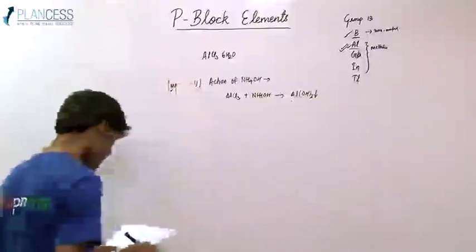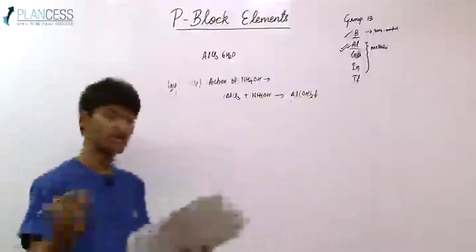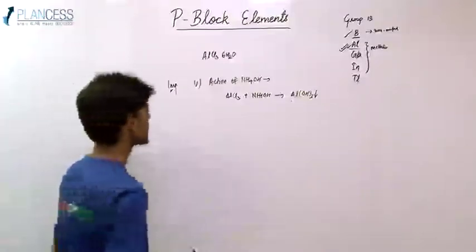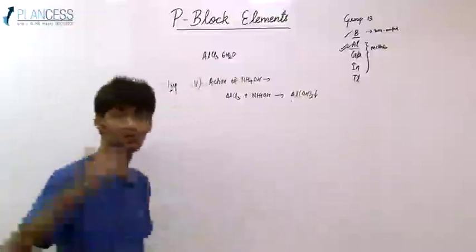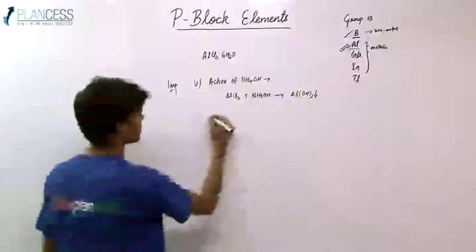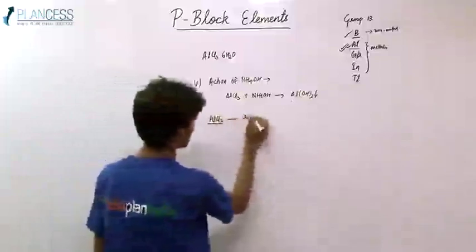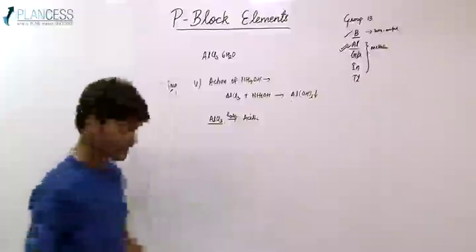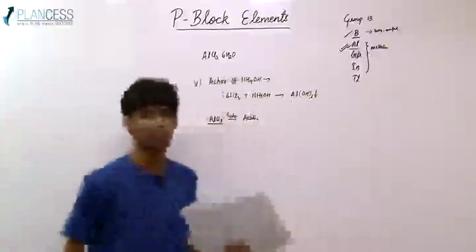Next will be the hydrolysis by water. AlCl3 has vacant orbitals. It attacks water and undergoes hydrolysis to produce Al(OH)3, which is a weak base, and also produces HCl, which is a very strong acid. So AlCl3 on hydrolysis is acidic in character. So this was all about AlCl3, or aluminium chloride.